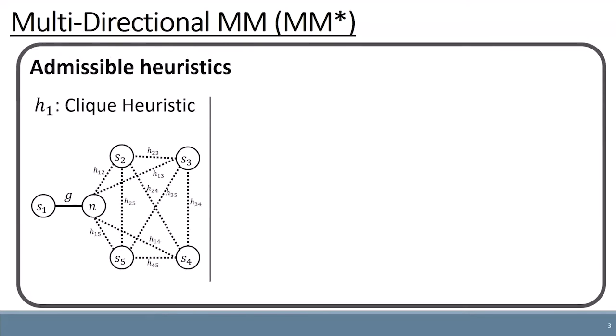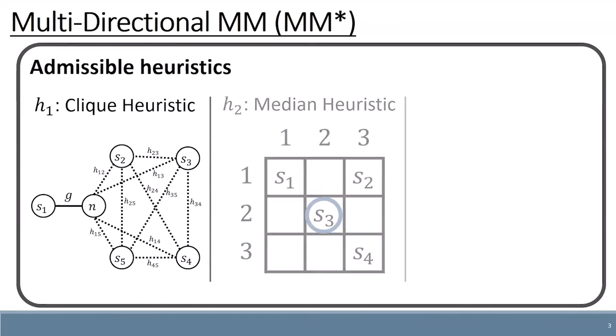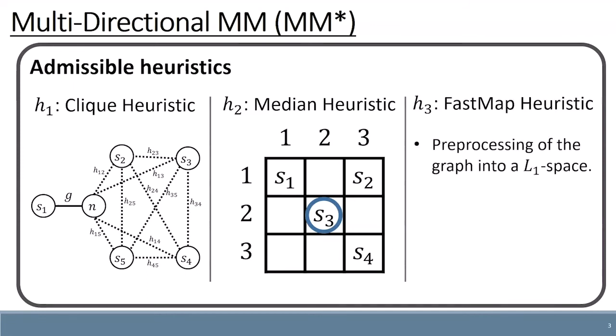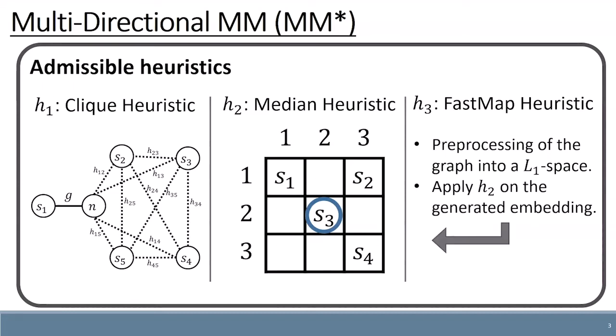H1, the click heuristic, uses a classic heuristic such as a straight line heuristic between each two locations to compute a heuristic for the meeting location. H2, the median heuristic, is designed for grids. We compute the median location over both dimensions of the grid. This location is an optimal meeting location for an empty grid, and thus is admissible for grids with obstacles. H3, the fast map heuristic, embeds the locations of the graph into an L1 space. Then it applies H2 on the generated embedding.